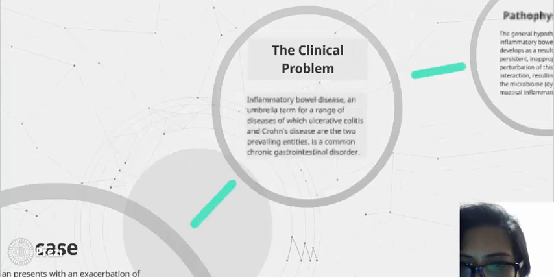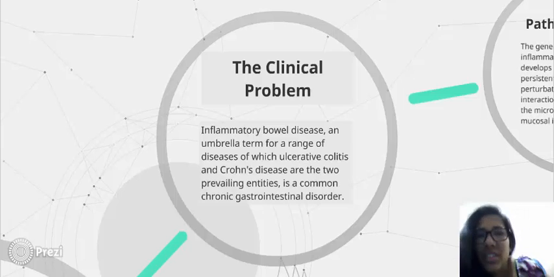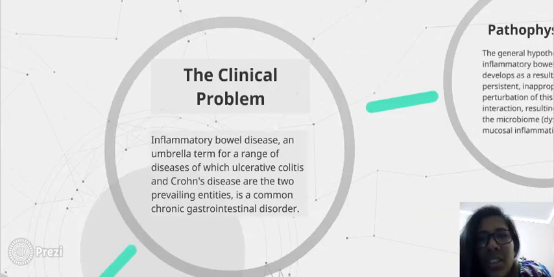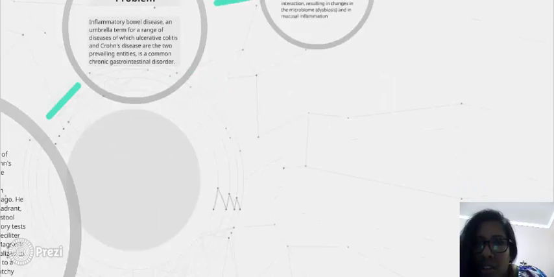The patient is referred. The clinical problem: inflammatory bowel disease, an umbrella term for a range of diseases of which ulcerative colitis and Crohn's disease are 2 prevalent entities, is a common chronic gastrointestinal infection. Pathophysiology: the general hypothesis is that inflammatory bowel disease develops as a result of a persistent inappropriate perturbation of this complex interaction, resulting in changes in the microbiome and mucosal inflammation.